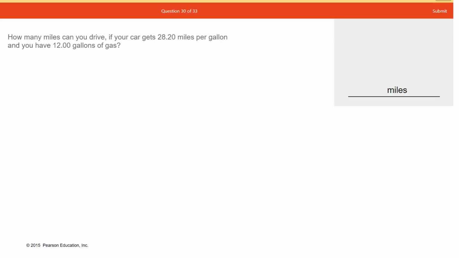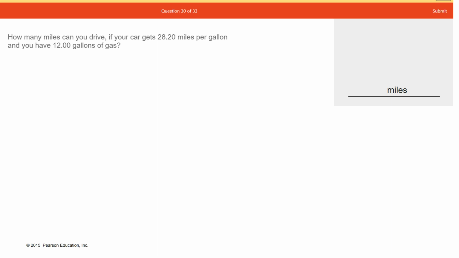All right. And then question 30. This one doesn't give you the little tool to set it up to see that you're canceling. It just gives you some information, and we have to set it up for ourselves. So question 30 says, how many miles can you drive if your car gets 28.2 miles per gallon and you have 12 gallons of gas?